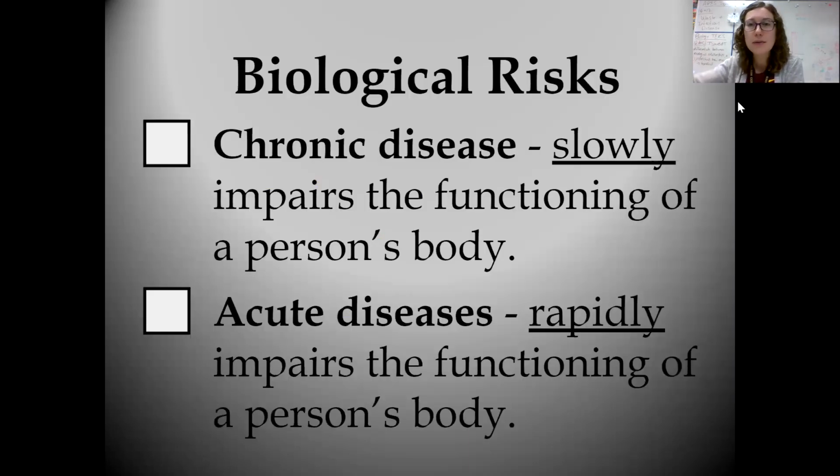There are also 2 subcategories. Biological risks was a subcategory of human health hazards. It was biological, chemical, and physical. Biological risk can then be brought down into chronic or acute. Chronic, think about like, I have a chronic headache. If someone says they have a chronic headache, that means they've had this headache for a really long time, right? So chronic disease is something that slowly impairs the body's function over a very long period of time.